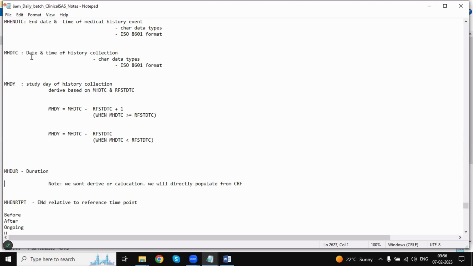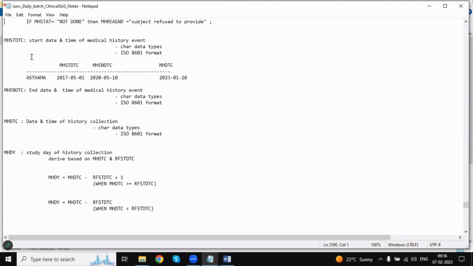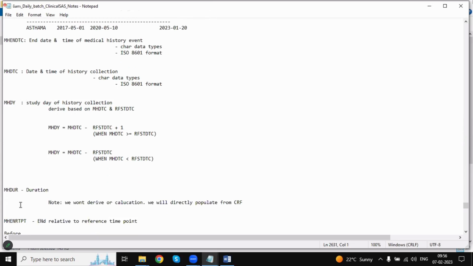Sometimes what will happen? The subject may not remember the exact end date, but he may remember, okay, I suffered for 2 years, I suffered for 3 years, I suffered for 1 year. He can roughly tell, but he cannot tell the exact start date and end date. That's the reason duration will always be derived from the raw data only. Programmatically, you won't derive end date minus start date. Sometimes the end date may not be available. So at SDTM level, we will capture from the CRF only.